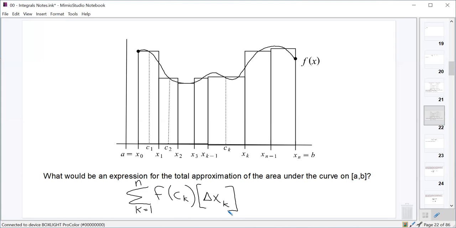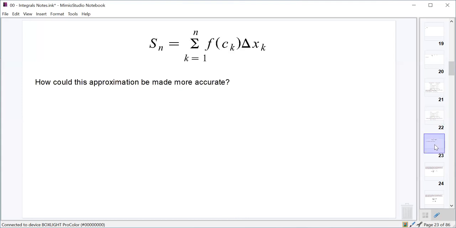And so what we then want to think about is, how can we make this approximation more accurate? This sum, this area underneath the curve, the sum from k equals 1 to n of f of c sub k times delta x sub k. How can we make that more accurate? Well, one way would be to give ourselves more subintervals, or to shrink down the length of each of those subintervals. Because the smaller the subinterval, I'm going to write this on here, make smaller subintervals.